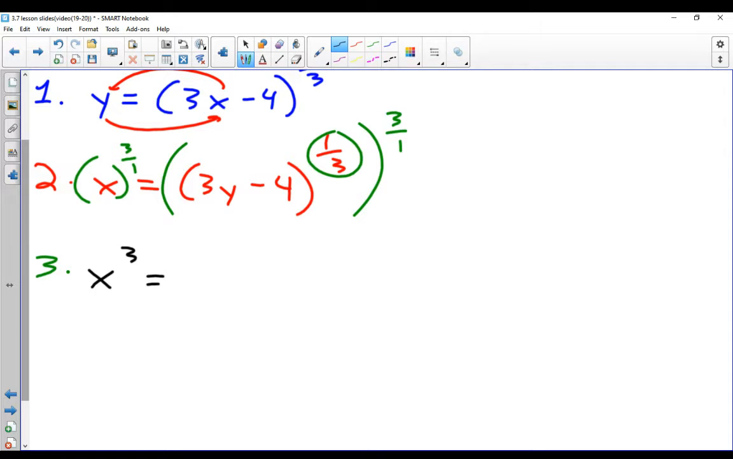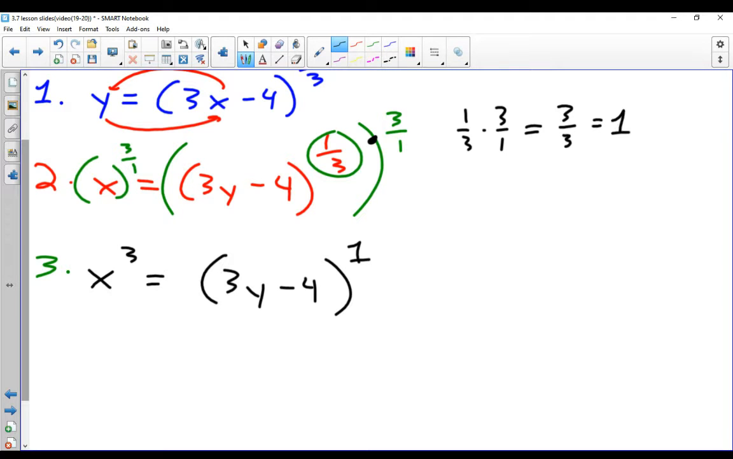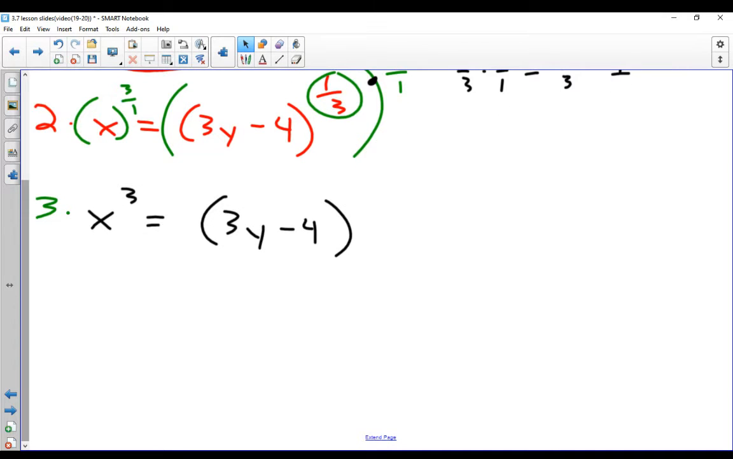And then 1/3 to the power of 3/1, you just multiply those. And that gives you the new power of 1. Because 1/3 times 3/1 is 3/3, which reduces to 1. But of course, you don't really need anything to the power of 1, so you can just erase that. Don't need it anymore. And now, the rest is easy.